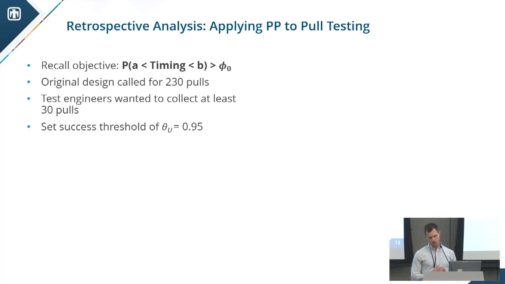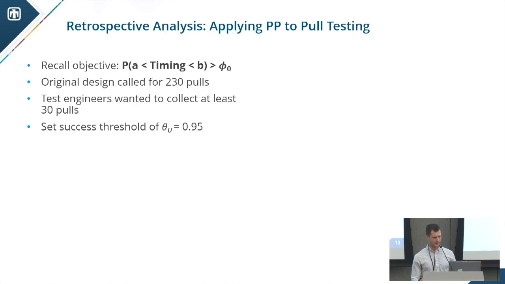Okay, so I'm just going to show you, in this case, a retrospective analysis of that actual experiment, where again, we're interested in some reliability requirement number. The original design asked us to do 230 polls, which I think took about 2 weeks of labor for maybe 8 or so people. The test engineers up front said we would definitely need at least 30 polls no matter what. There is no way we'd stop a test earlier than that.